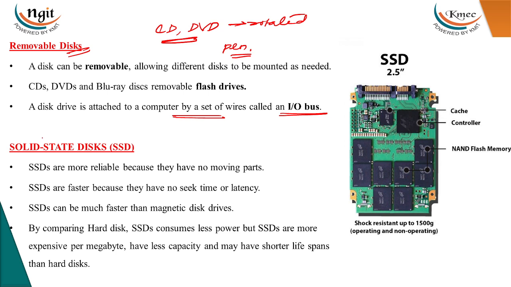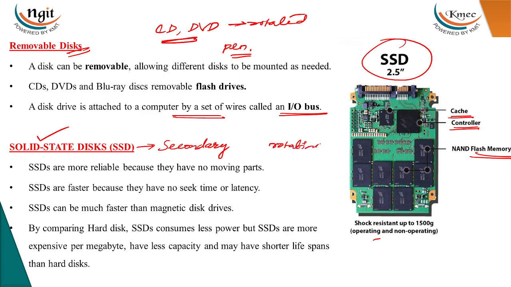Okay, so next one is the solid state disk, the current permanent secondary storage disk. They are new technology storage disks. So this will be your solid state disk. A solid state disk has its cache, controller, and flash memory, and it doesn't have any rotating parts. There will be no moving parts here. It is simply a chip.